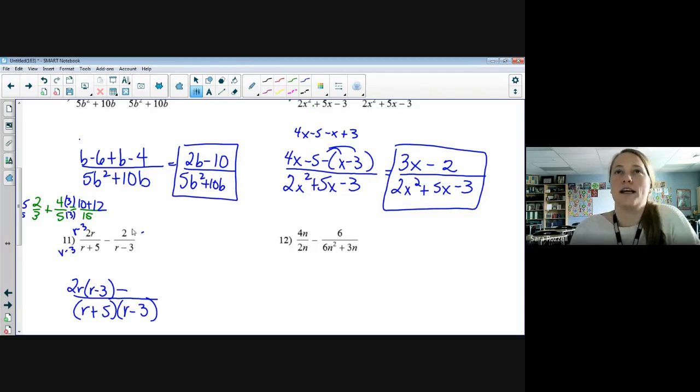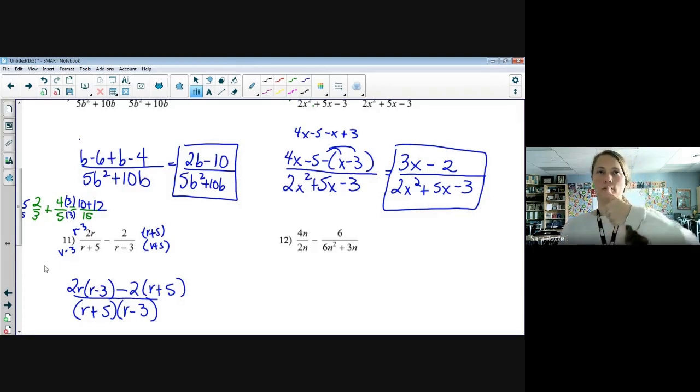What did my other side need? The r plus 5. Now that denominator matches what we wanted. So I'm going to have 2 times r plus 5. Thumbs up if this is okay, if we're okay. Thumbs medium if we're kind of okay.